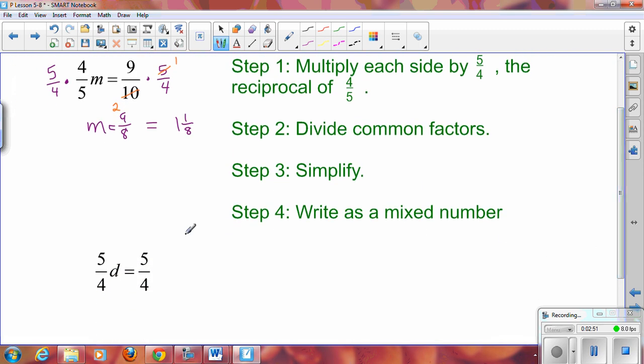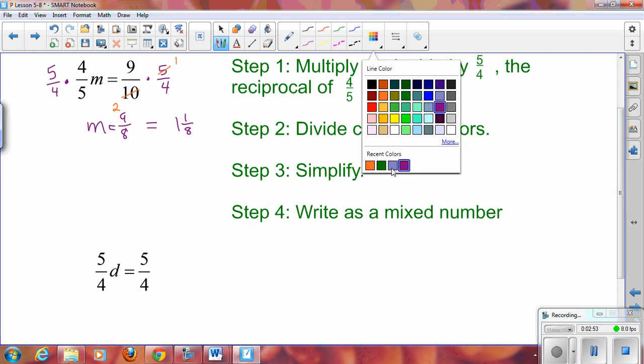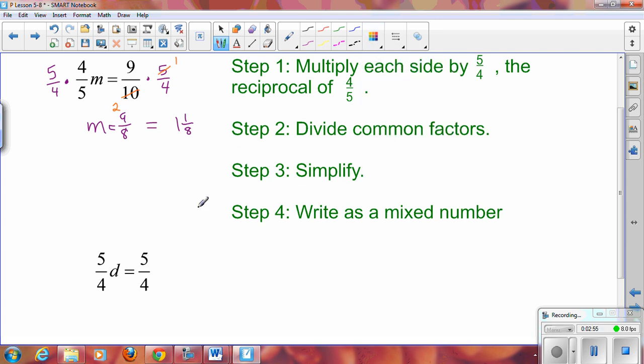Okay, our next problem, we have 5/4 d equals 5/4. Multiply both sides by the reciprocal, which would be 4/5. Multiply by 4/5. Over here we have d. Look at this. The 5s are going to cancel out, and the 4s are going to cancel out, and you're just going to get 1. d equals 1 on that one.